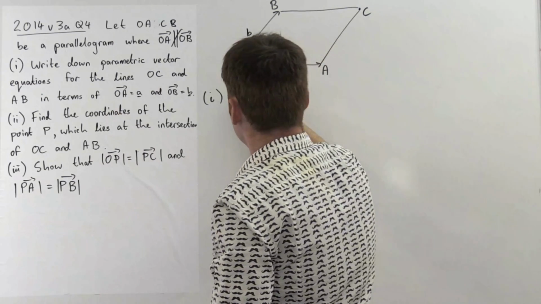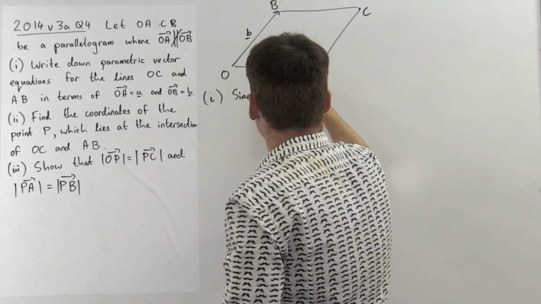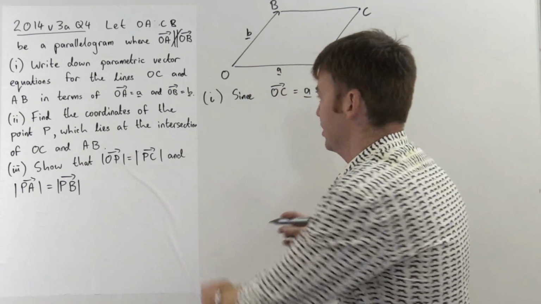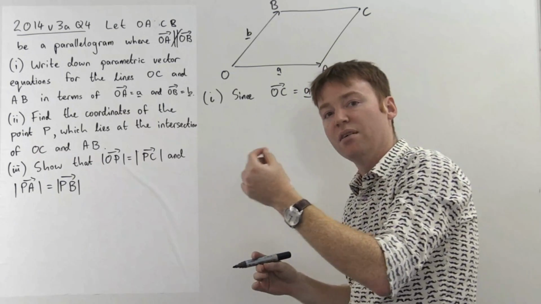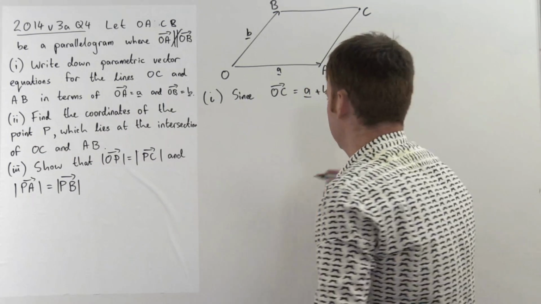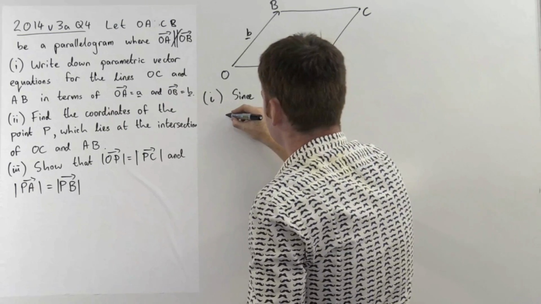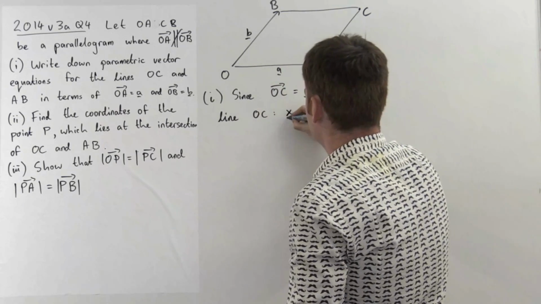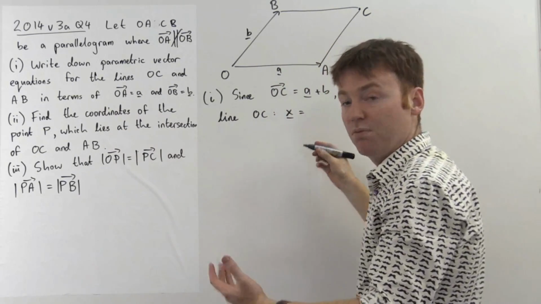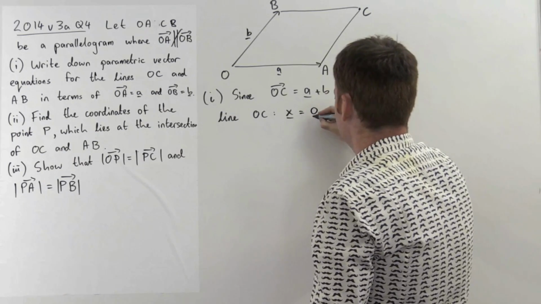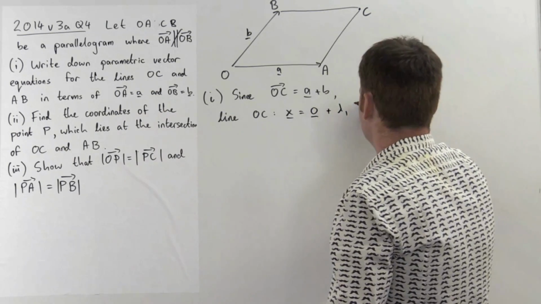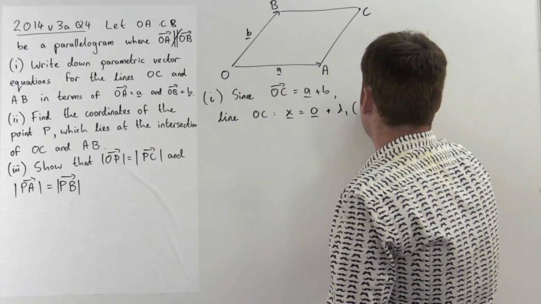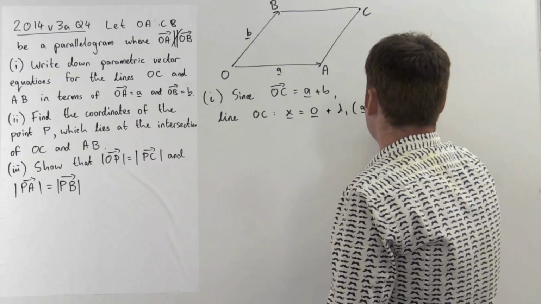So OC, I can write that as just A plus B. Then the line through O and C is as follows. You need to pick a point on the line and the direction of the line. Let's call this line OC: x is equal to a point on the line. I'll just choose the origin, so the 0 vector, plus lambda 1 times the direction of this line, going from O to C. So I'll just choose A plus B.